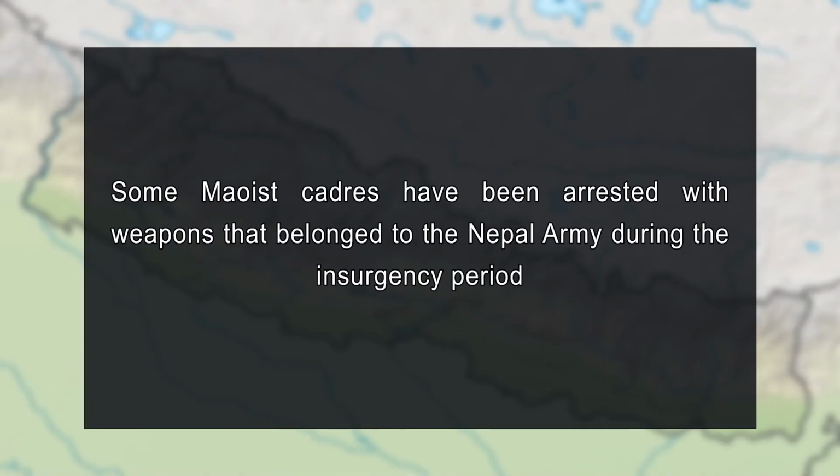There are reports in local media that the new party is collecting donations from businessmen, whether voluntarily or through extortion. Some Maoist cadres have been arrested with weapons that belonged to the Nepal army during the insurgency period. During the insurgency, Maoists had captured weapons from the Nepal army. It seems that the group did not turn over all its weapons during the integration process. At least some weapons were kept by leaders and cadres close to Chand.